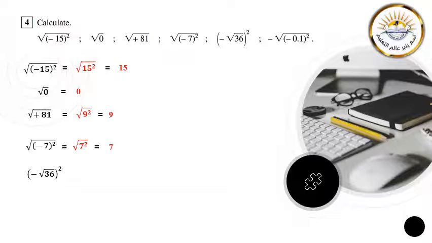We have minus radical 36, all of it squared, which is the radical of 36 squared, because the square comes on the minus to make it plus. So radical of 6 squared, that means the answer will be 6 squared, which is 36. Minus radical of minus 0.1 squared is equal to minus radical of 0.1 squared, which is minus 0.1.